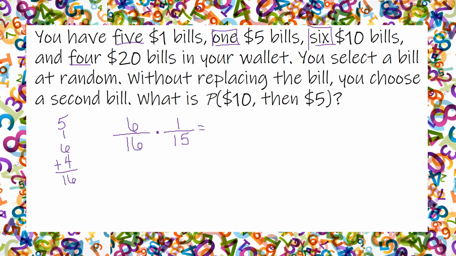So now all I'm going to do is simplify by multiplying. So 6 times 1 is 6. And 16 times 15 is 240. I see both of these are divisible by 6. And I do get 1 out of 40. So I've got a 1 out of 40 chance of getting a $10 bill and then not replacing it and getting a $5 bill.